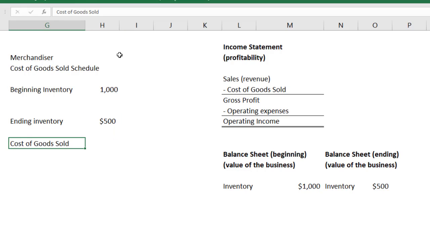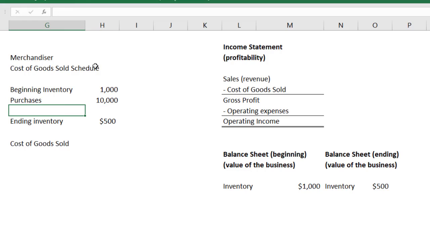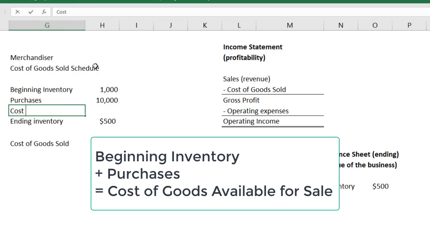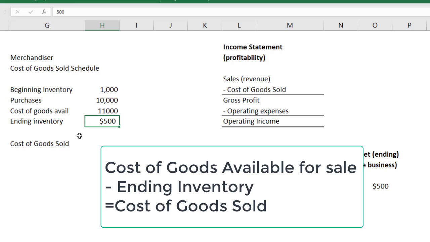But we can't do that. We can't just take 1,000 minus 500 and get that as our cost of goods sold, because what if we purchased inventory? Let's say we purchased $10,000 worth of skateboard inventory. Then we had cost of goods available to sell, right? And that would be $11,000 worth of skateboards that we had available to sell. Well, we didn't sell them all. We ended with $500 worth of skateboards.